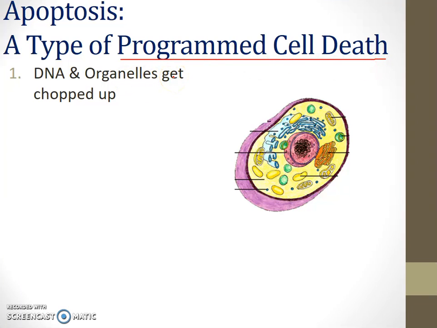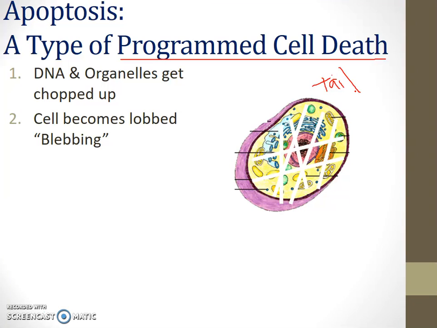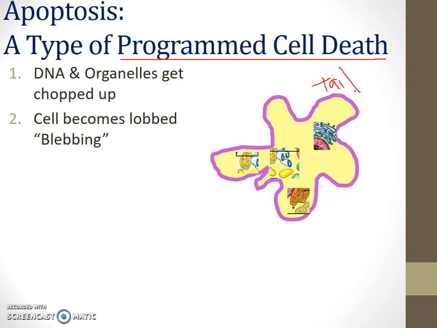So here are a couple steps involved. For example, first off, this cell may be in the tail of the tadpole or in the webbing between our fingers as a developing fetus. But if it receives a signal to go through apoptosis or cell death, the first step, the DNA and organelles get chopped up. And then the second step is the cell becomes lobed or goes through blebbing.